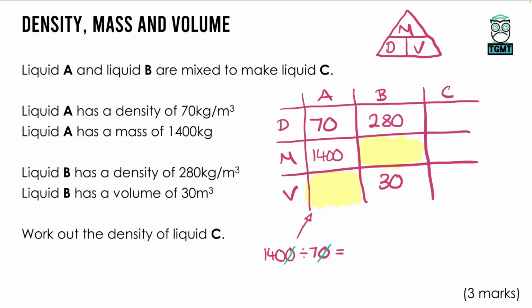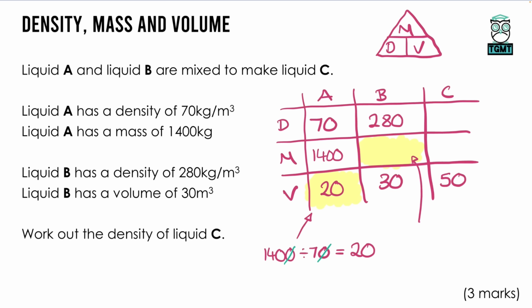7 goes into 14 twice, and there's an extra 0, so 20. So that is a volume of 20, in meters cubed. When we look at volumes, we can combine those two volumes. So if they're mixed together, that gives us a total volume of 50. We can then look at the mass of B, and once we've got that, we can get our overall mass.